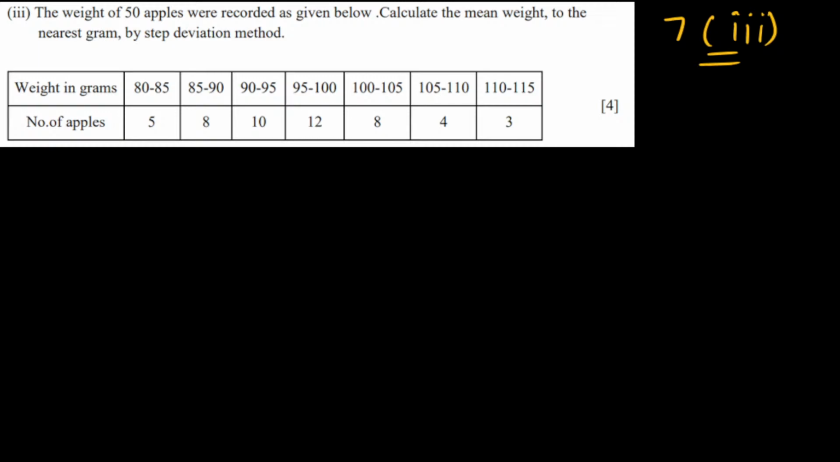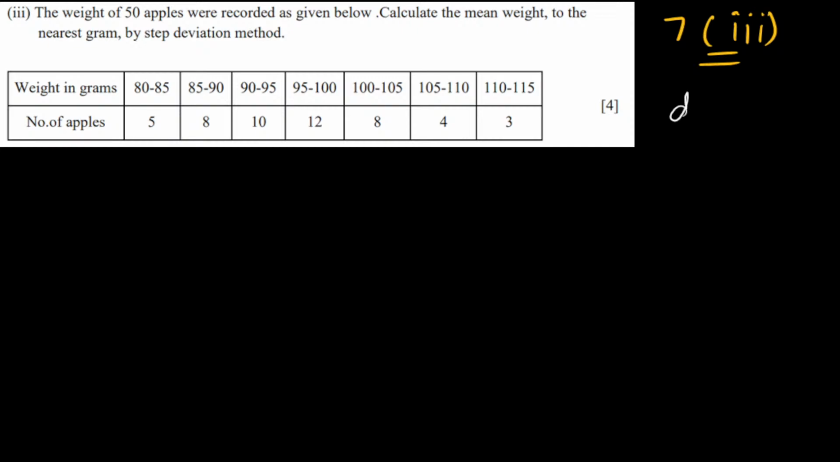So what is given to us? The weight of 50 apples were recorded as given below. Calculate the mean to the nearest gram by step deviation method. Mean we have to find, and by this method only. So for mean, we know three methods are there to find mean.